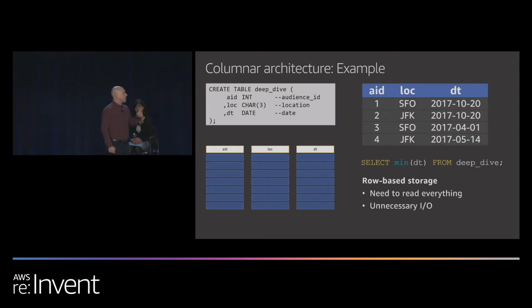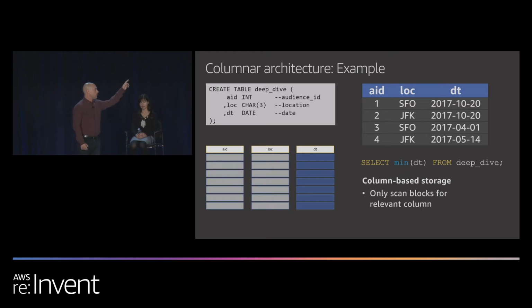So just to illustrate this, say we have this really simple table here. It's called Deep Dive. There's some rows for this, and we have this really simple SQL statement. It's just selecting the minimum date out of this table. If this was a row-based database, like Postgres, for example, and we didn't have any indexes to help out, what would end up happening is if we wanted to find that minimum date, we'd actually have to read all of the data off of disk. We'd have to even touch the audience ID and location columns, and read those off just to get to that date. However, in a columnar data warehouse or database like Redshift, we can read just the data that belongs to the date.